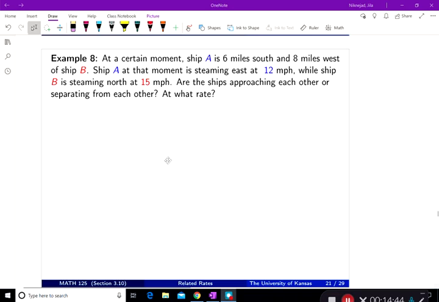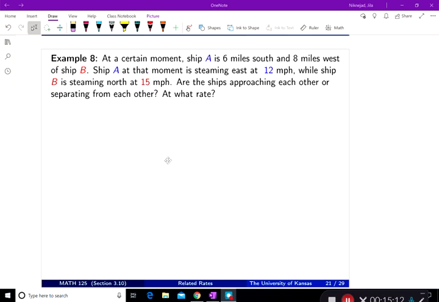Example number 8. At a certain moment, ship A is 6 miles south and 8 miles west of ship B. Ship A at that moment is steaming east at 12 miles per hour, while ship B is steaming north at 15 miles per hour. Are the ships approaching each other or separating from each other, and at what rate?